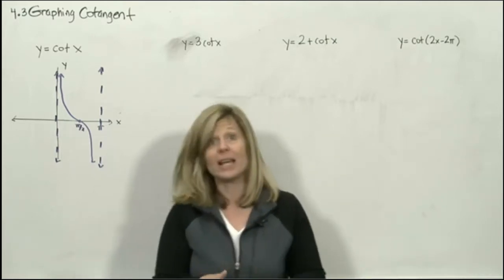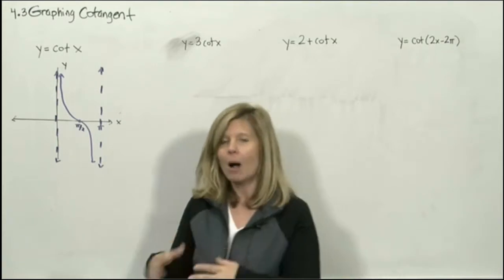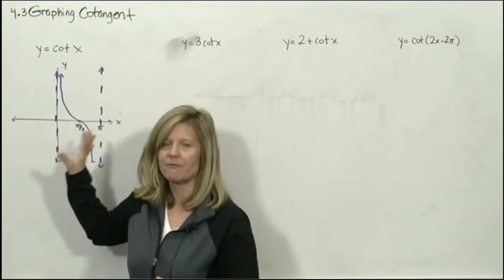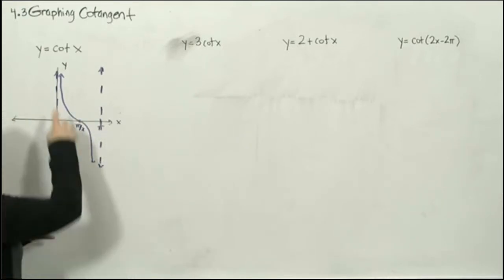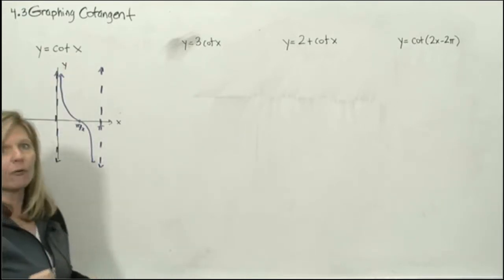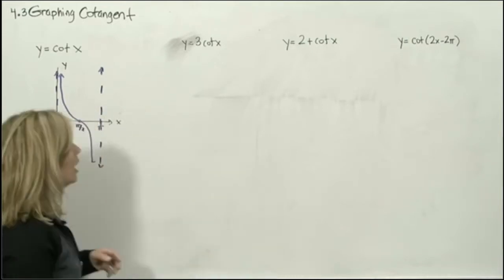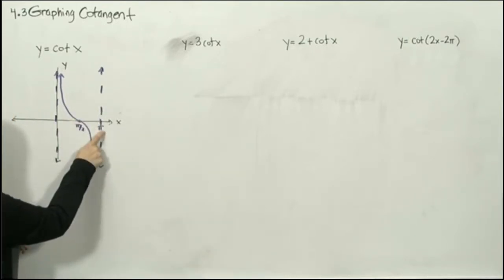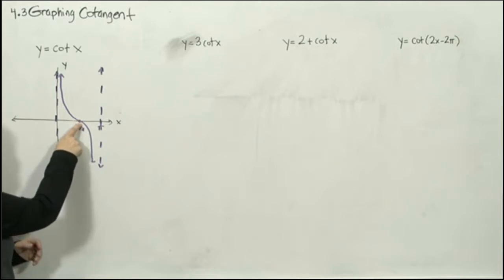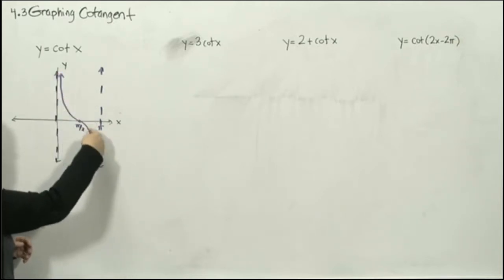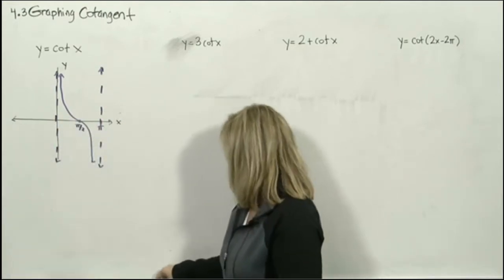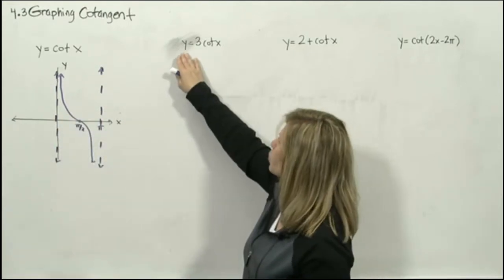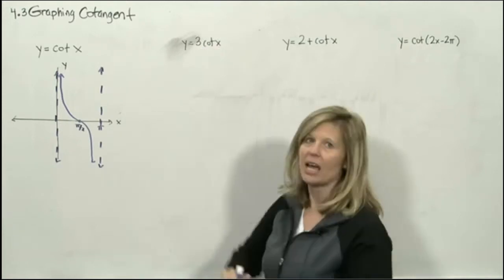So again, before we even begin, if this was me, I would have my parent cotangent graph in front of me. So I know when I have a cotangent graph, the normal parent where all the coefficients are 1, the asymptotes are at 0 and 180, and our point is at 90. And we know it's going to be a decreasing function. It's going to go down. All right, so let's look at our first equation. Our first equation says y equals 3 cotangent x.